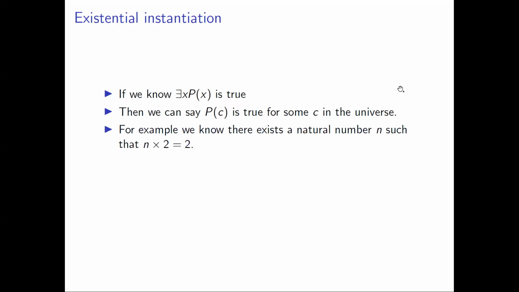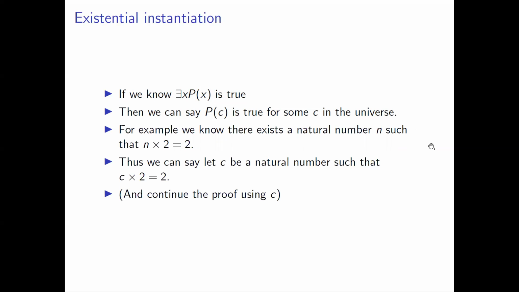So for an example of existential instantiation, suppose we know there exists a natural number n such that n times 2 equals 2. Then if we're in some proof, we can say, let C be a natural number such that C times 2 equals 2. And then from that point onward in the proof, we can just work with C. And that is often useful to do in proofs.